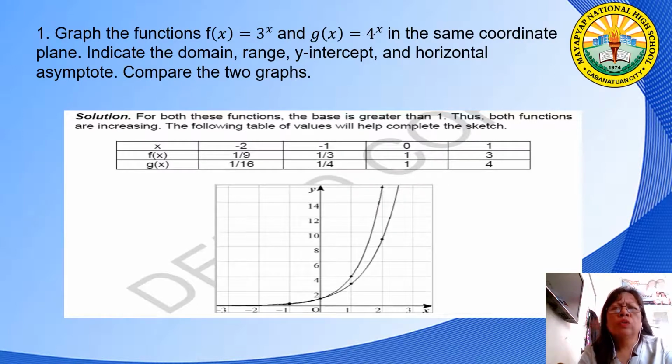So as you increase the value of x based on the table, f of x increases. Also g of x increases. So study the behavior of the graph. The graph of g of x is this smooth curve closer to the y-axis, while f of x is the smooth curve far away from the y-axis. So observe and compare the two graphs.